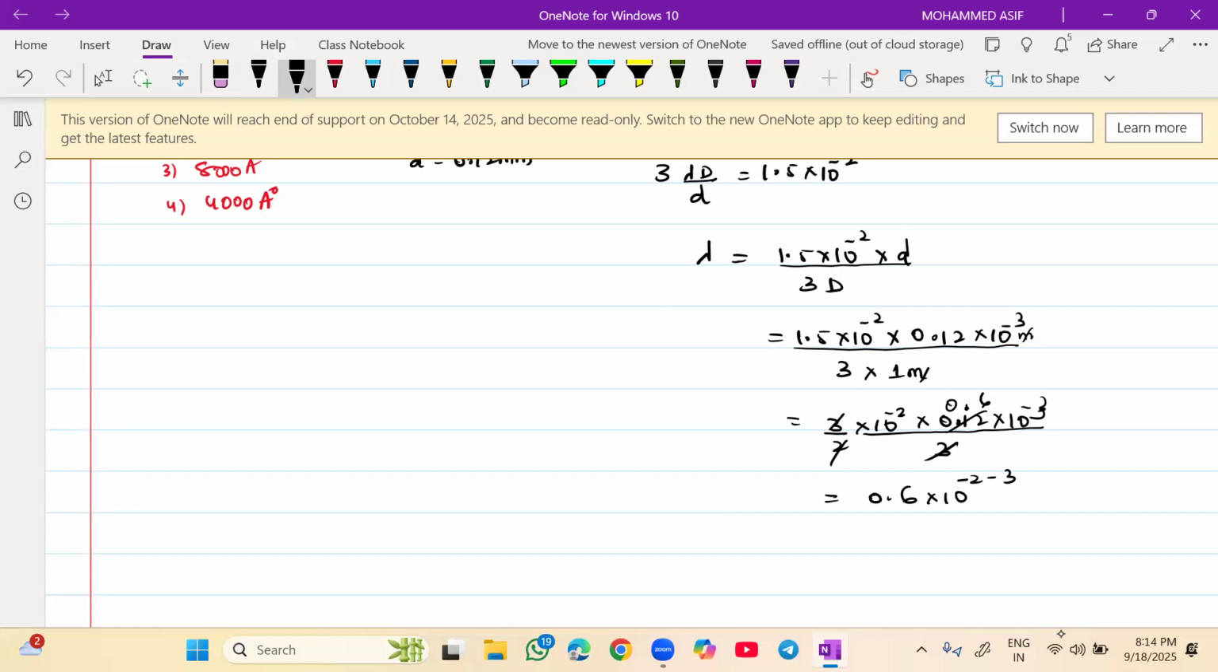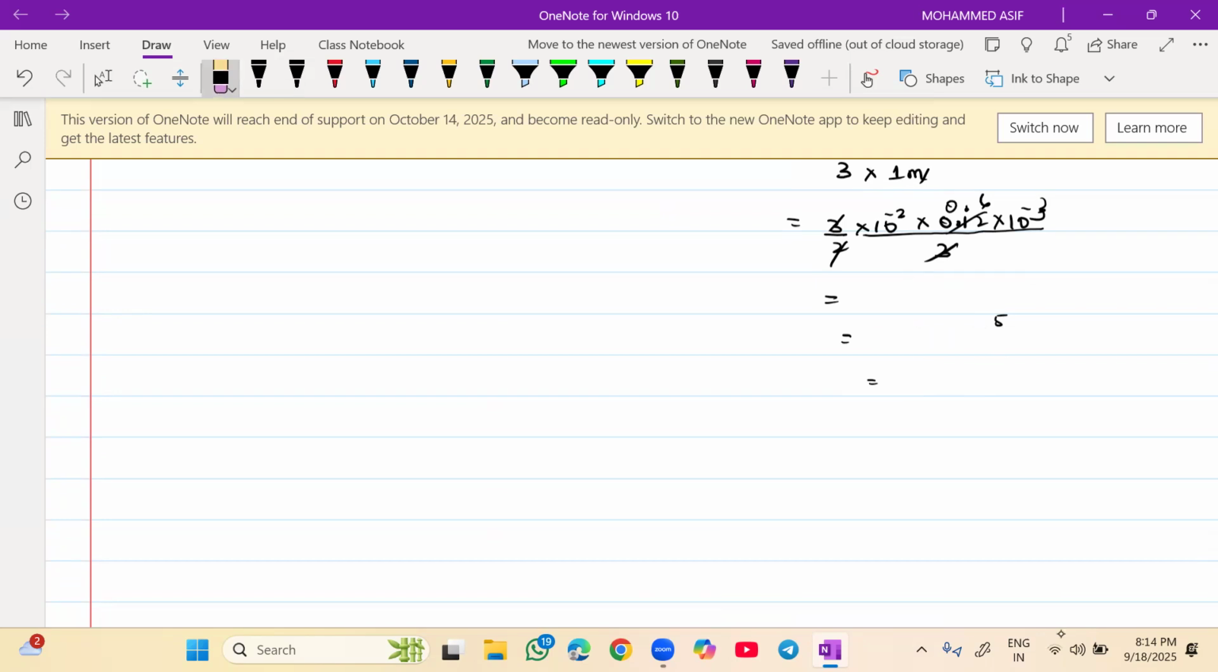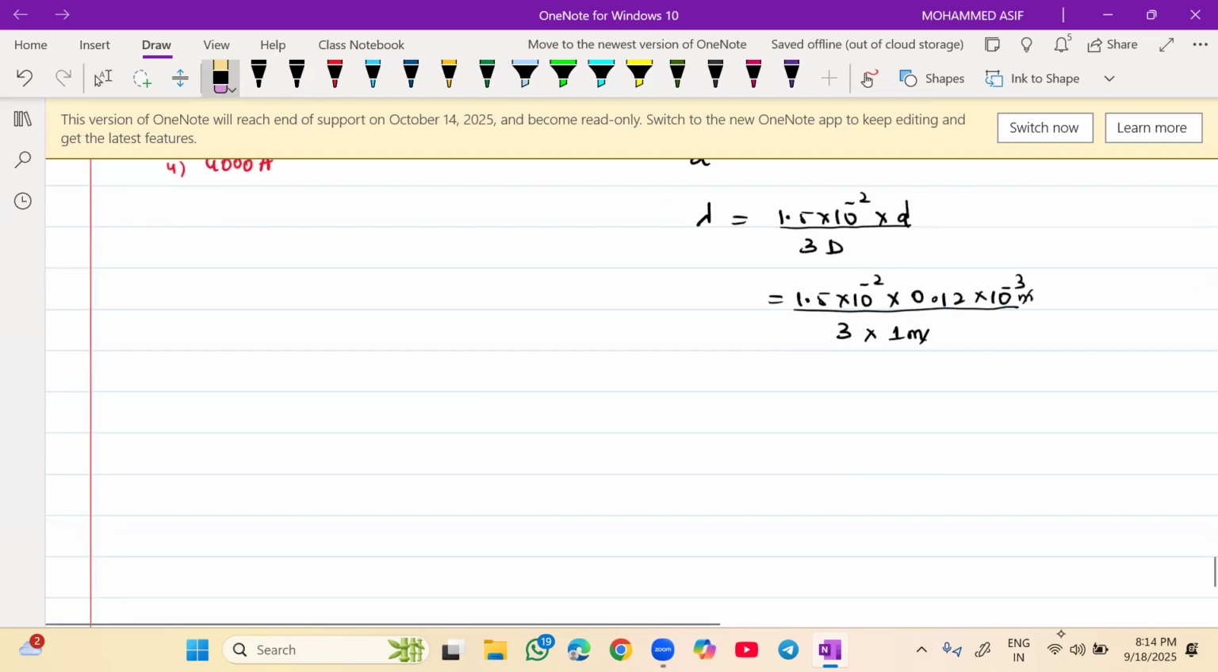10 power minus 5. How much is coming? 0.6 into 10 power minus 5, isn't it? And this value will become how much for me? 6 by 10. This value will become for me 6 into 10 power minus 6. Not minus 6, it should be minus 4, right? Is there a calculation mistake, see. Let's check it once.